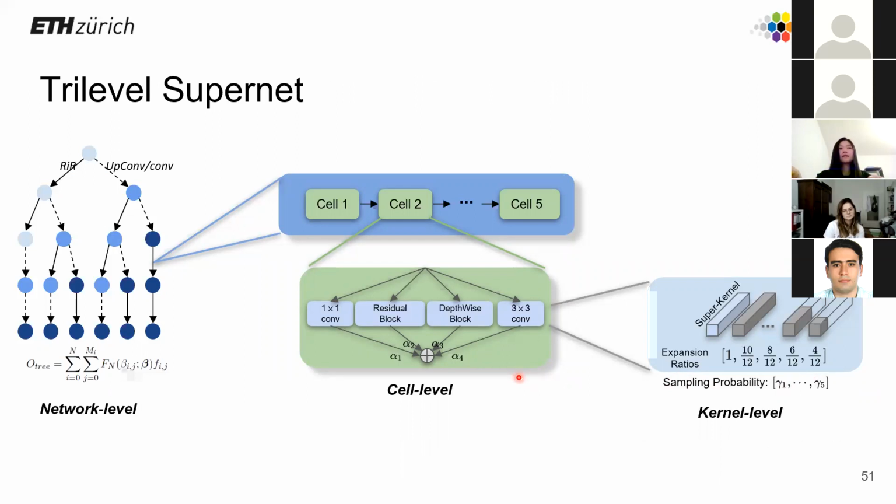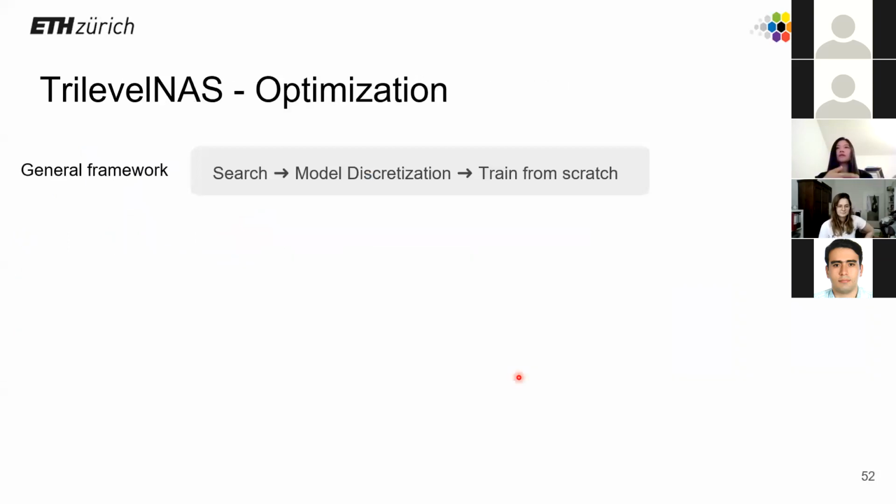And then we go to the optimization stage. As we know, a general framework in the differentiable NAS framework usually has such 3 steps. At the search stage, we train the supernet in a weight sharing way. And then we need a model discretization step to get an optimal subgraph from this supernet. And then we train this final architecture from scratch.